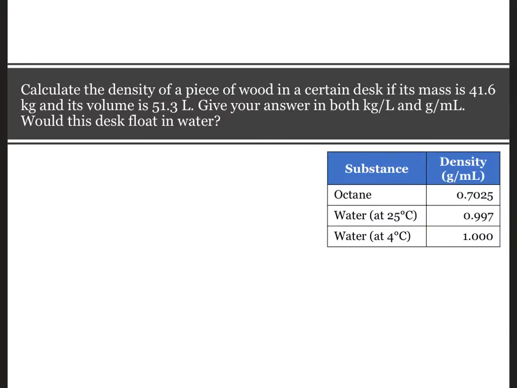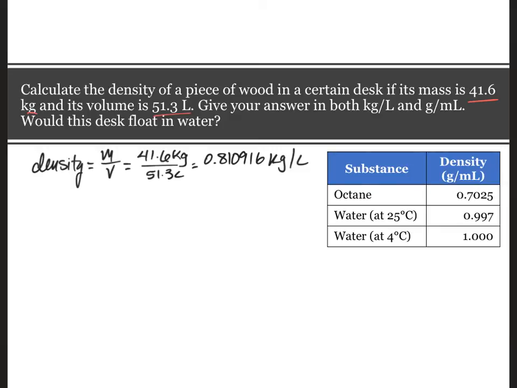Calculate the density of a piece of wood in a certain desk if its mass is 41.6 kilograms and its volume is 51.3 liters. Give your answer in both kilograms per liter and grams per milliliter. Would this desk float in water? Let's calculate the density in kilograms per liter first. Density equals mass over volume equals 41.6 kilograms over 51.3 liters.